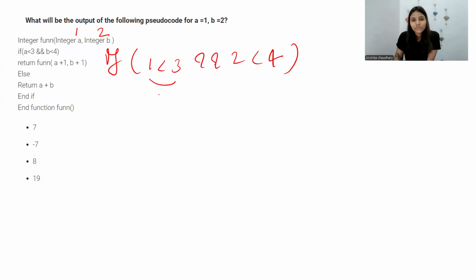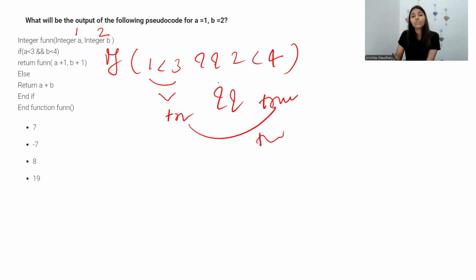So 1 is less than 3, so it will give us true. And 2 is less than 4, so it will give us true. So true and true will become true. So for the whole if condition is true, so we will have to return this function call.